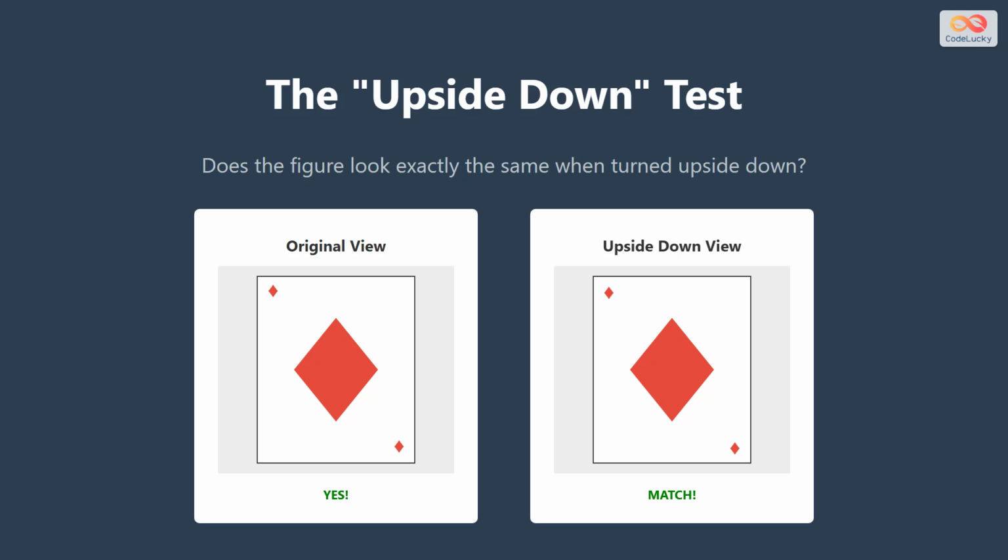The easiest way to check for point symmetry is the upside-down test. Simply look at the object, then turn it 180 degrees. Does it look the same? If yes, it has point symmetry. It is a simple and effective way to identify this property instantly.